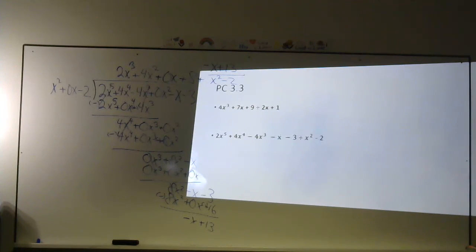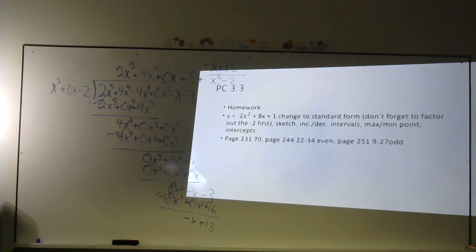So I've kind of taken section 3 and I've broken it into 2 parts just because the long division can be such a pain in the neck. All right, so you see your homework there, you've got some long division problems on the book problems. And the first problem is one of those parabolas changing to standard form, okay? And everything you're supposed to do with that.